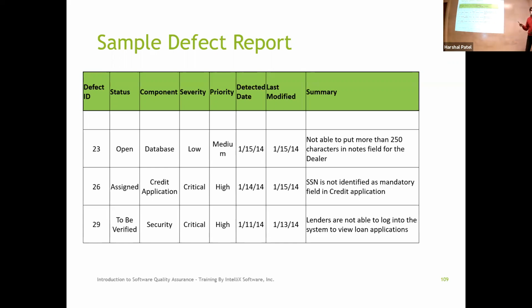Just by looking at it, right, your business gets a sense and says, hey, look, we have so many high and critical defects which have been open for a while. What's going on here? Do we need to address it? Are we in jeopardy of not meeting the timeline to deliver the software?